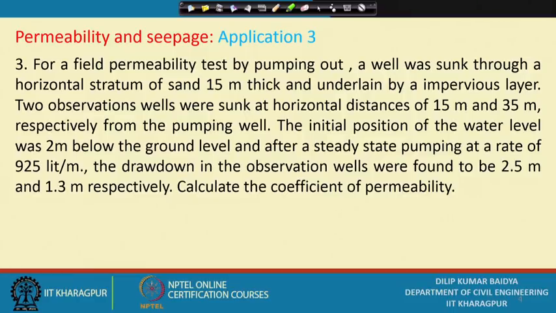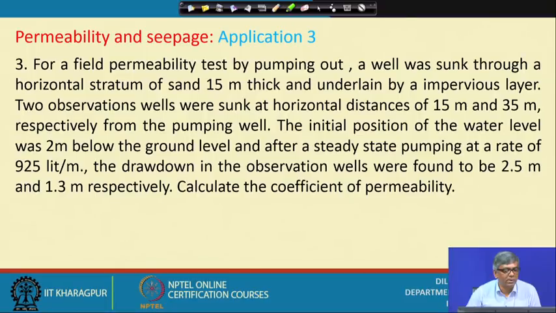For a field permeability test by pumping out, a well was sunk through a horizontal stratum of sand 15 meter thick and underlain by an impervious layer. Two observation wells were sunk at horizontal distances of 15 meter and 35 meter respectively from the pumping well. The initial position of the water level was 2 meter below the ground level. That means the water bearing sand layer thickness is 15, but water was there only 13 meter.